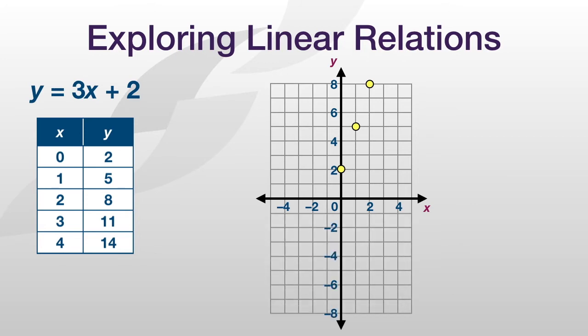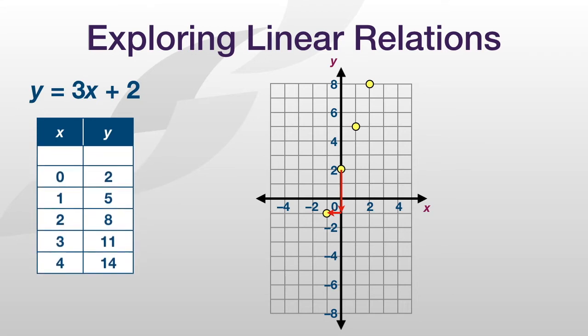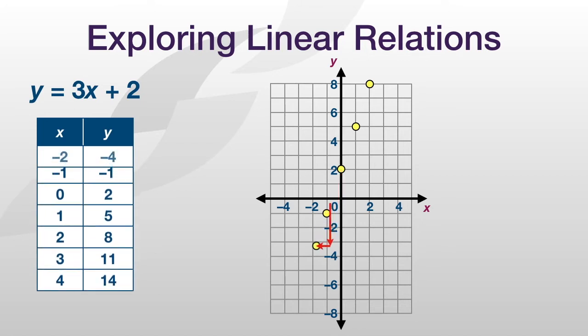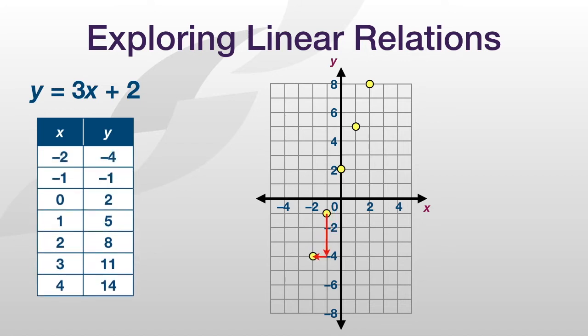As we did before, we can extend our relation to the left by going down 3 and back 1. This gives us the point -1, -1. Continuing the relation gives us the point -2, -4. Because there is no context, it makes sense to draw a continuous line through these points. All of the points in the line satisfy the equation of the linear relation.